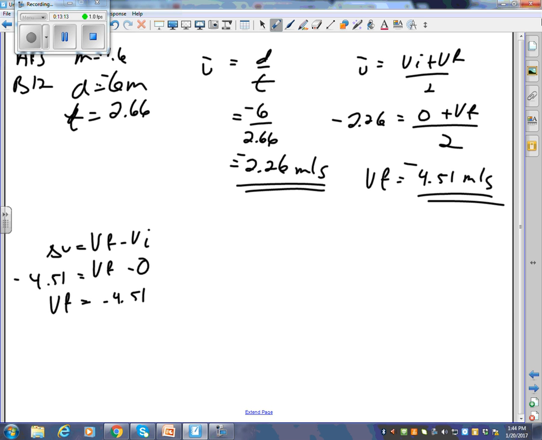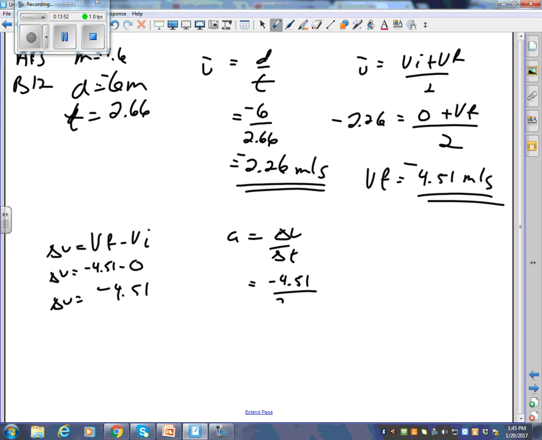Oh, hang on here, I screwed up, didn't I? Yes, I did. I went backwards here. Let me go back here. This number should go in for the VF, right? What I'm trying to say is that the change in velocity is minus 4.51. Right? That's how much the velocity changes. It goes from 0 to minus 4.51 as it drops. And then you go into here, and the time, and you get an acceleration of 1.7 meters per second squared, negative.